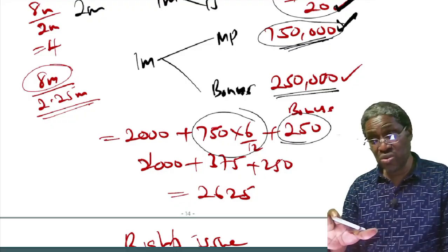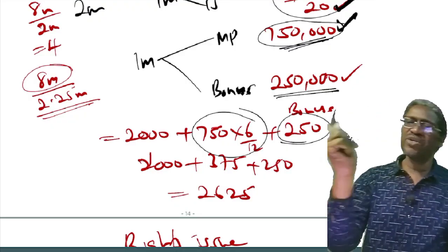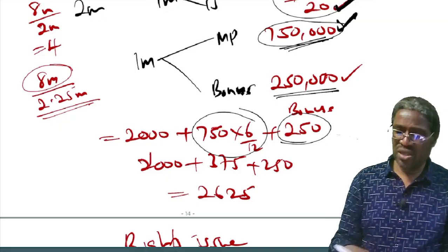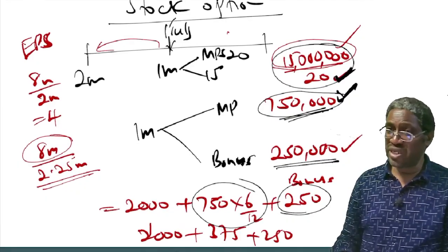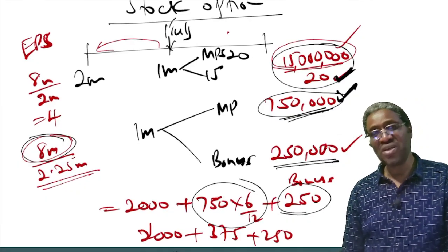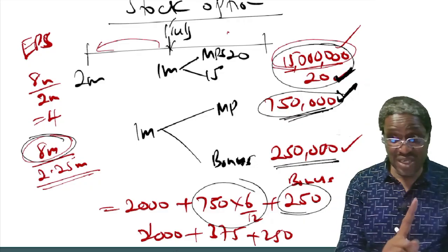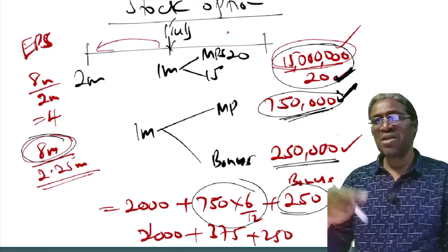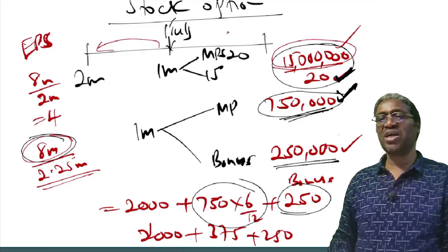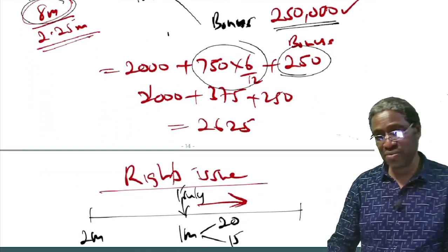Then I told you, with the stock option, because of the bonus, the EPS of the previous year should also be restated. I've told you how you restate it: by dividing the earnings of the previous year by the number of shares in the previous year, 2 million, plus the bonus share element in the current year. Good. That was bonus, a stock option.